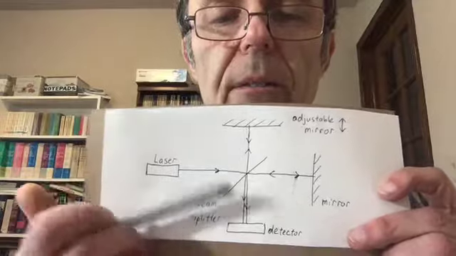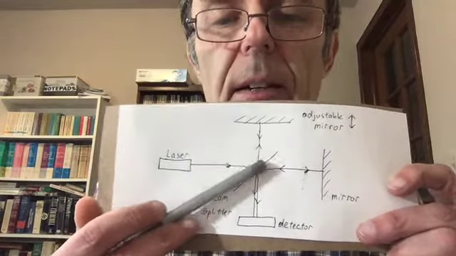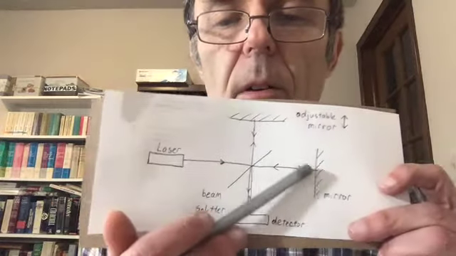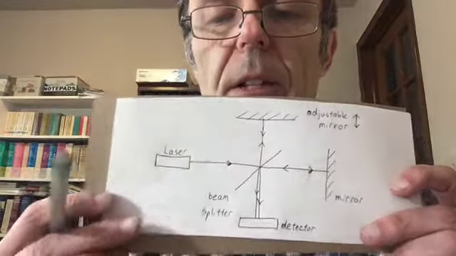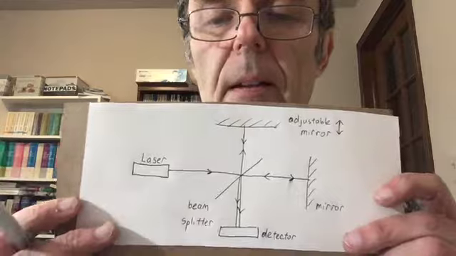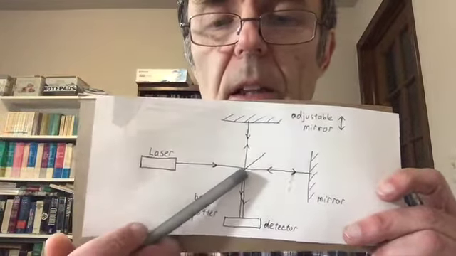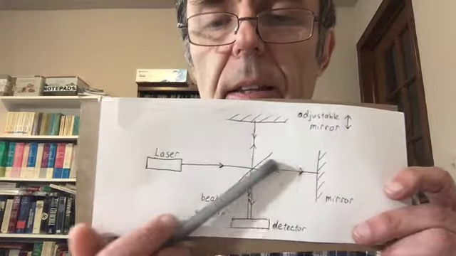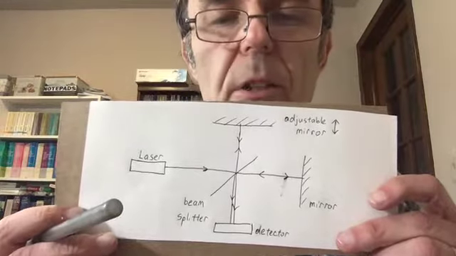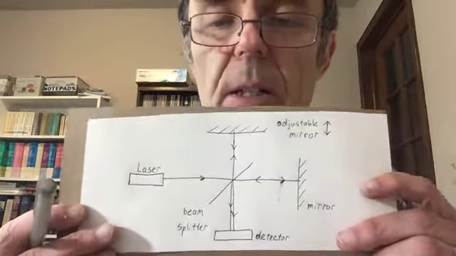If this path is, say, one wavelength longer than this path over here, you'll have constructive interference because they'll be in phase. But if this path is a half of a wavelength longer than this path, you'll end up with destructive interference because the two rays, when they hit the detector, will be out of phase and you get a dark spot.